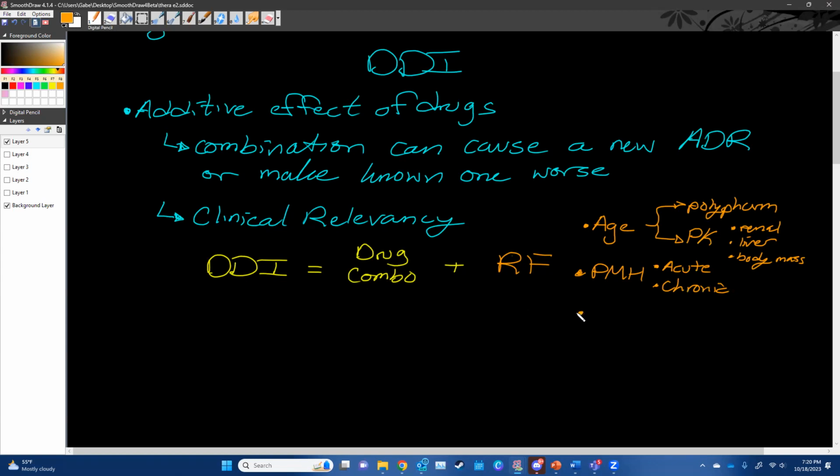The last part here is also their social history. So we care about things like smoking, which includes both nicotine and marijuana. Marijuana is a pretty potent drug. The cannabis has several compounds that are pretty potently interacting. We also care about alcohol, especially when we talk about CNS depressants. Any psych med is going to interact with alcohol.